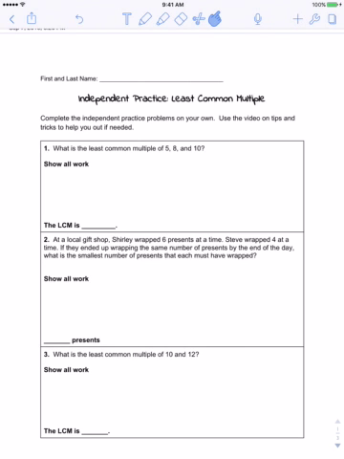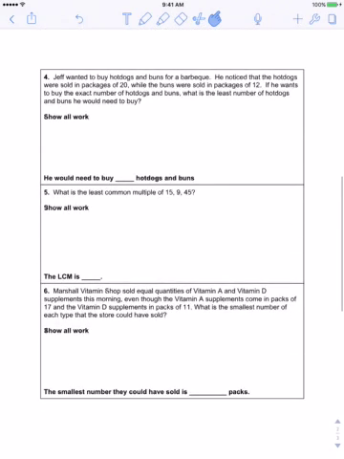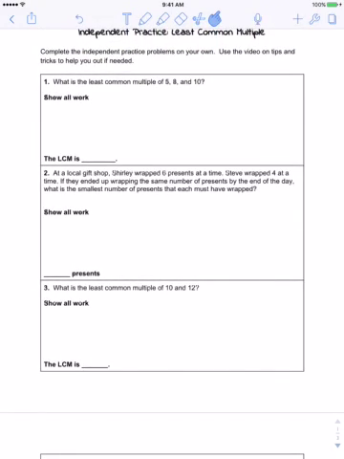All right, here are your tricks on least common multiple. So this is a front and a back, so make sure you complete everything. And I'm actually going to start with finding the least common multiple in number 1.